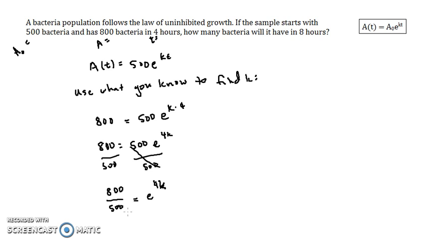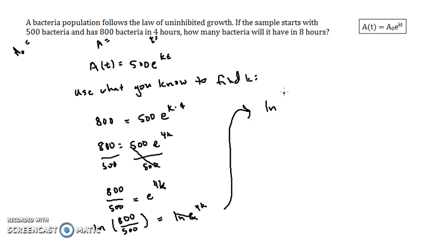And then we take a log on both sides. We're going to take natural log. So we got natural log of 800 over 500 equals natural log of e to the 4k. Natural log and e cancel out, which is what we're hoping for. And we're going to have natural log of 800 over 500 equals 4k. We're trying to get to k, so we divide everything by 4. Okay, so we want natural log of 800 over 500 divided by 4.